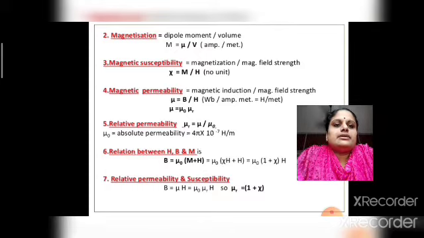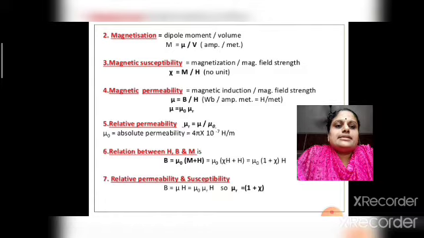Magnetization is nothing but dipole moment per unit volume. So, magnetization M is equivalent to small m divided by V, where small m represents the magnetic dipole moment and capital V represents the volume. Like electric susceptibility, we have magnetic susceptibility chi m, which is equivalent to magnetization divided by magnetic field strength, which is chi m is equivalent to M by H.